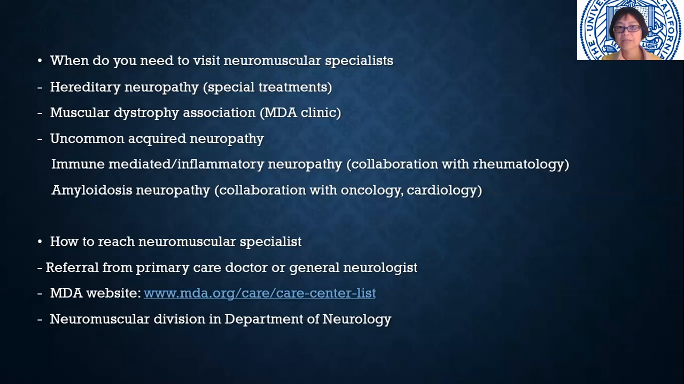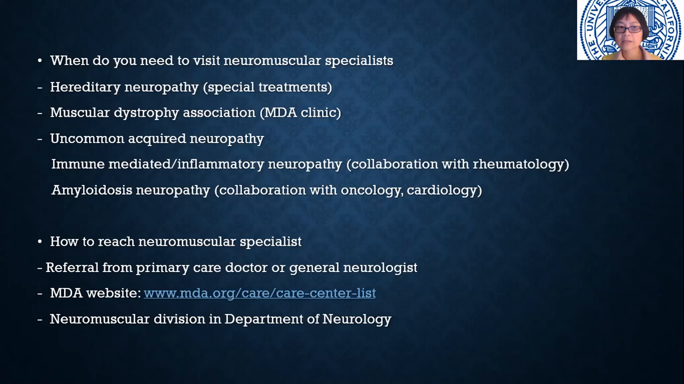And if you have a certain hereditary neuropathy that needs a special treatment, it's really helpful to visit a Muscular Dystrophy Association clinic that will offer many resources as well as multidisciplinary care. That means multiple specialists will be in that clinic to offer different managements to care about your neuropathy.